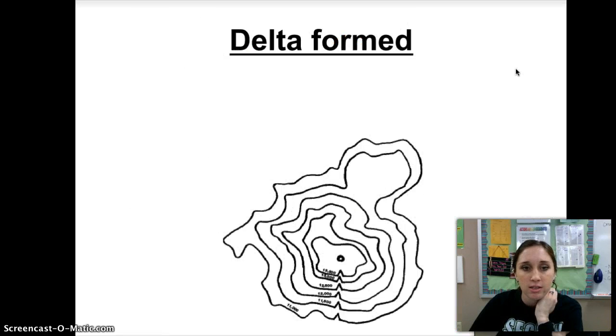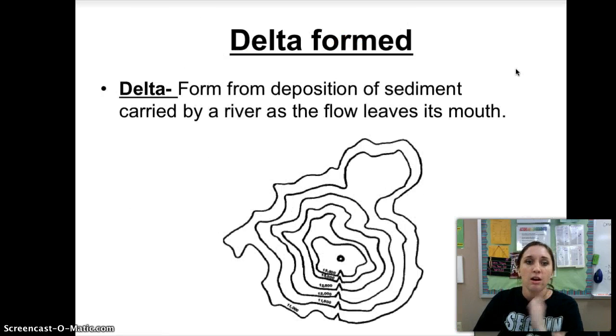All right, delta. A delta is where the deposits of sediment settle. It is carried by a river, flows down the river, and then settles at the mouth. If you look right here, we know that this is a river because of the V's. This is the source of the river up here, and it is flowing downward. Your delta would be at the bottom because that's where the sediment is going to end up.